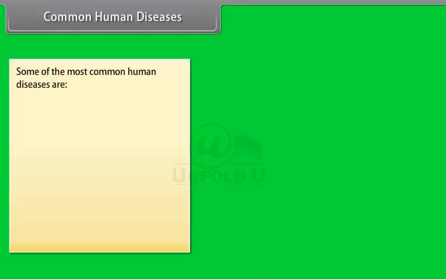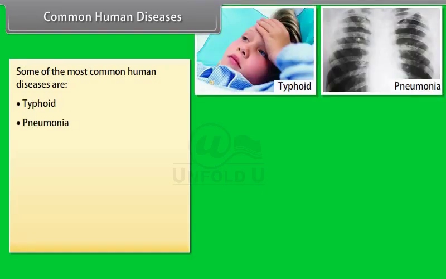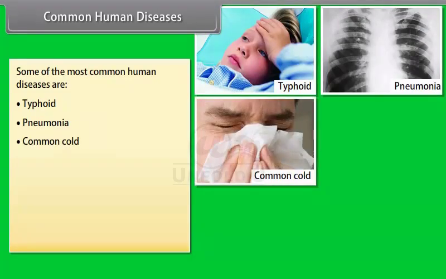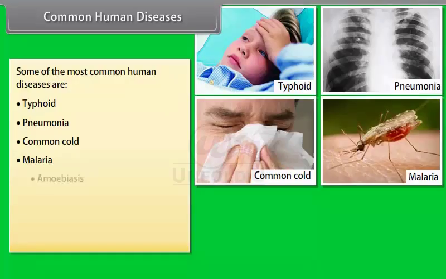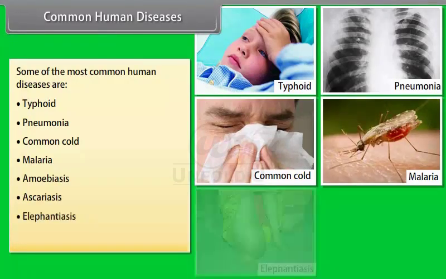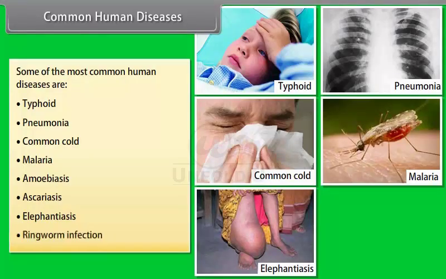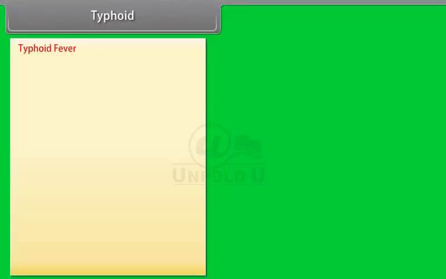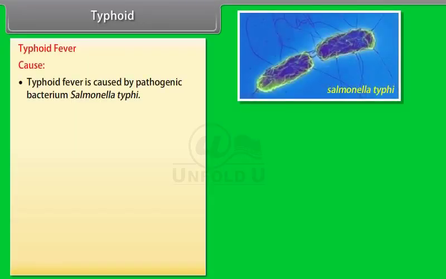Common human diseases. Some of the most common human diseases are typhoid, pneumonia, common cold, malaria, amoebiasis, ascariasis, elephantiasis, ringworm infection. Typhoid. Typhoid fever. Cause. Typhoid fever is caused by pathogenic bacterium Salmonella typhi.